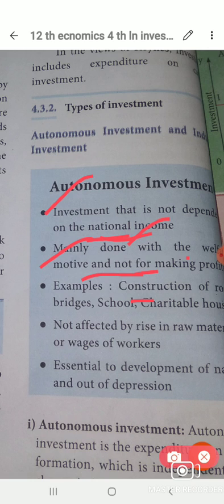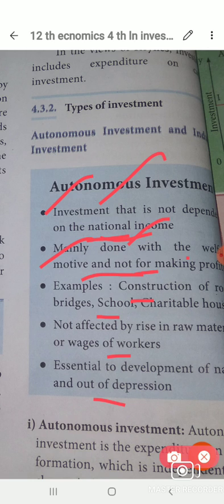And then it is not affected by the rise in raw material prices. Suppose the raw material price or the wages of workers increase or decrease, the entrepreneur, that means autonomous investment, does not consider it, because autonomous investment is totally spent by the government only. The government has to provide wealth and health for the people, so it does not bother about anything. And it is essential for the development of output in depression. So we have to improve from the depression period.